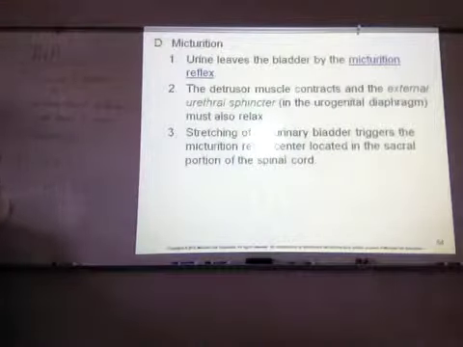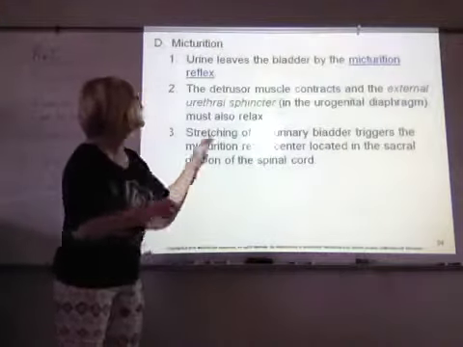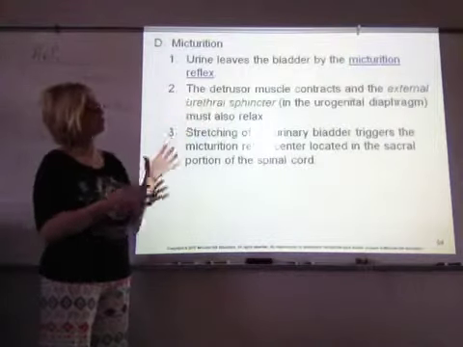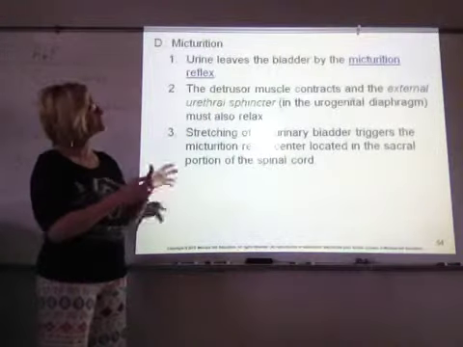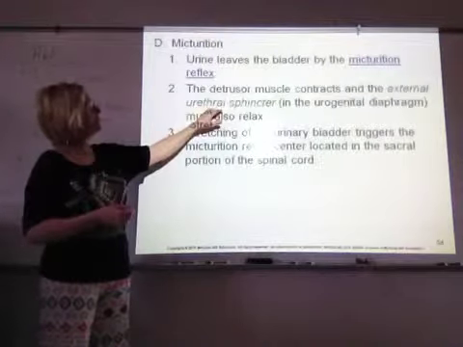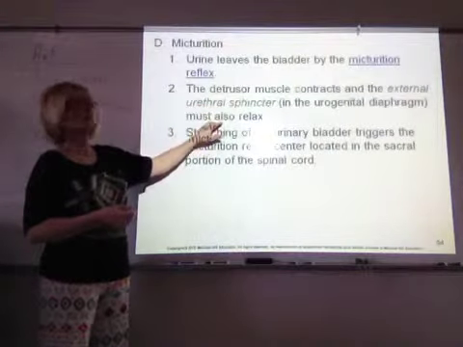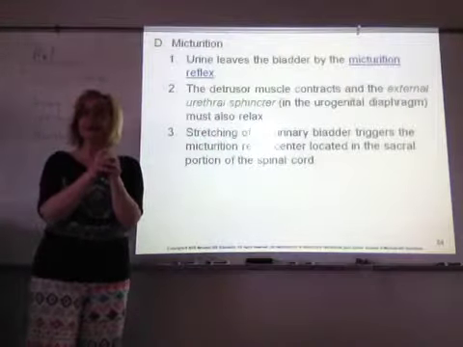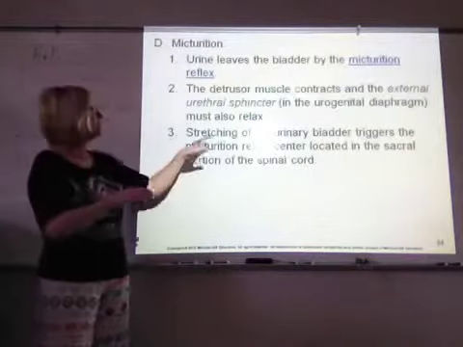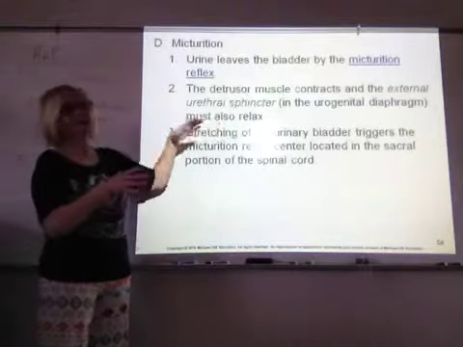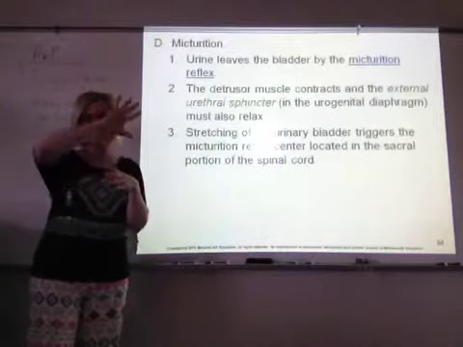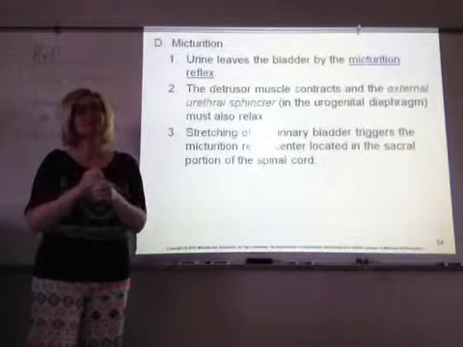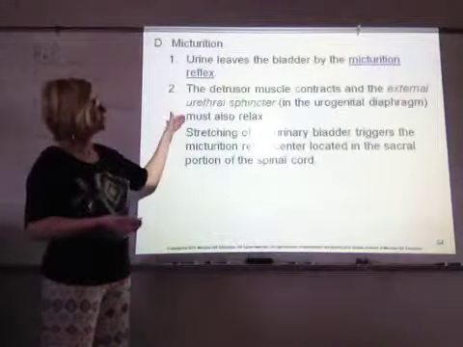Urine typically leaves the bladder. It's called the micturition reflex. What happens is this muscle that surrounds it, the detrusor muscle, contracts, and then the external, so the outer one, the external sphincter muscle has to relax. So sphincter muscles, when they contract, close. If I want to go to the bathroom, I don't want that closed. So the sphincter muscle has to relax, while that muscle around the bladder contracts. So the muscle around the bladder is going to squeeze, and the sphincter muscle is going to open and allow urine to go through.